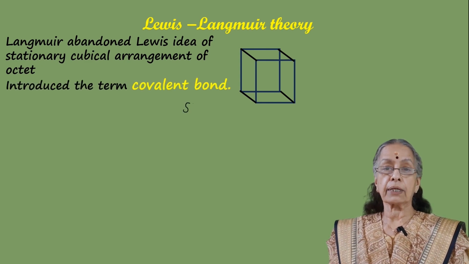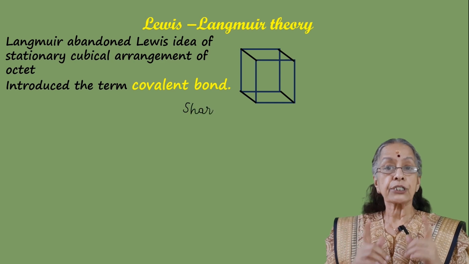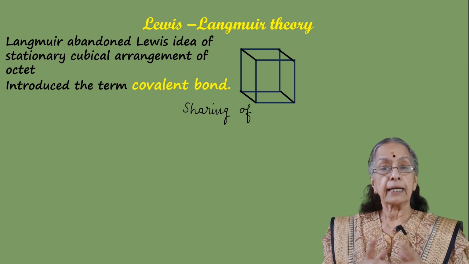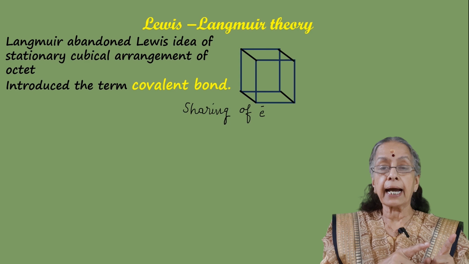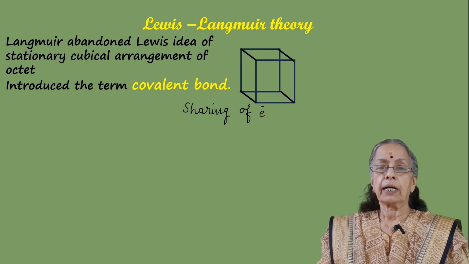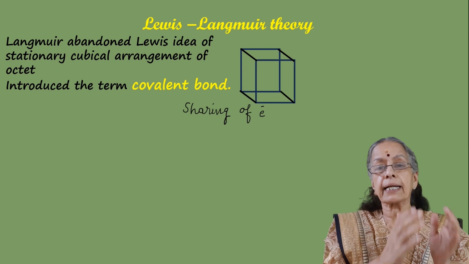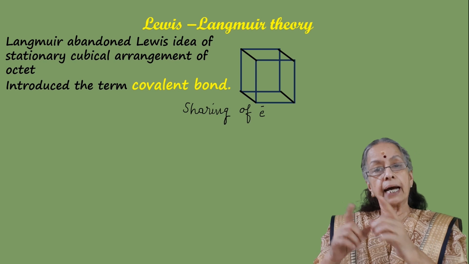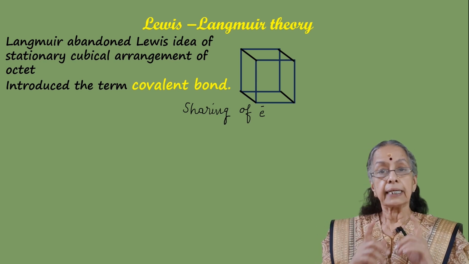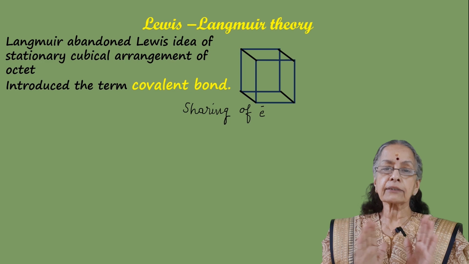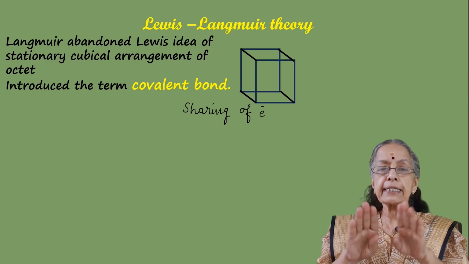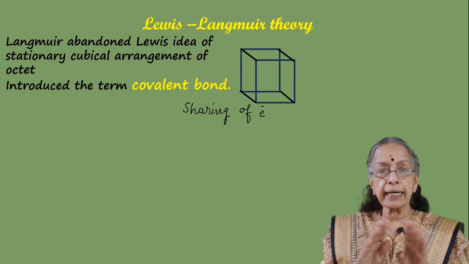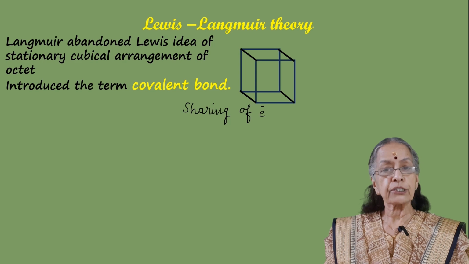What is a covalent bond? It is a bond formed by sharing of electrons. How is the ionic bond formed? Electrons are wholly transferred from one atom to another atom. So one atom loses an electron and another atom gains an electron. In the case of a covalent bond, the electrons are not totally transferred. It is only shared. Two atoms participating in a bond will share their electrons. We will go into the details of that.